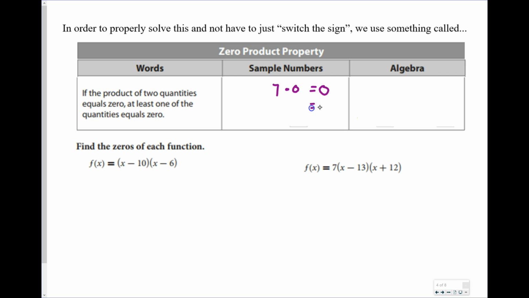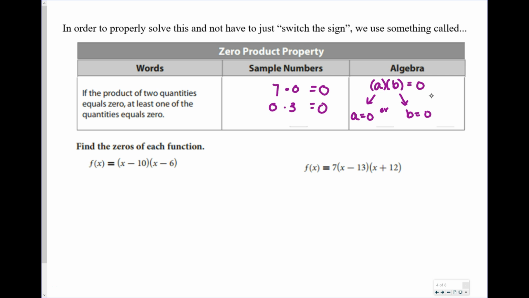For example, if I want an answer of 0 and I'm multiplying and one of the numbers is 7, the other number has to be 0, right? Here's another one. If I want that to be 0 and one of the numbers is 3, the other number has to be 0. If you're trying to get an answer of 0 when you're multiplying, one of your original numbers has to be 0. In algebra, it looks like this. If I have a times b equals 0, then either a equals 0 or b equals 0. That's logic. Either the a or the b has to be 0 for me to get an answer of 0.